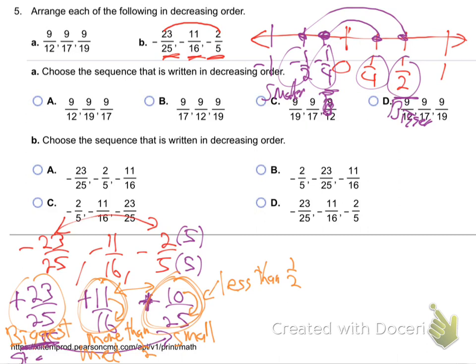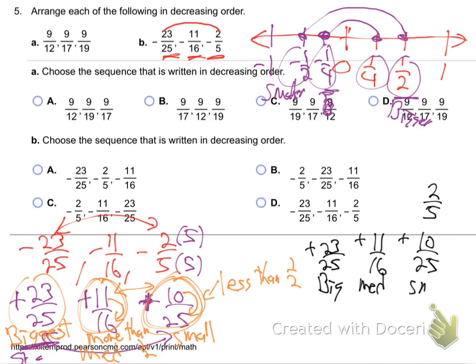I don't want to run out of room, so let me rewrite this. So 23 25ths, 11 16ths, and 10 25ths, which came from 2/5. So if they were all positive, he would be the big, he would be the medium, he would be the small, like we showed. But when you put on the negative sign, it reverses. The medium's still the medium, but this guy becomes the big, and this guy becomes the small. So there we go. So the biggest one should be the negative 10 25ths.